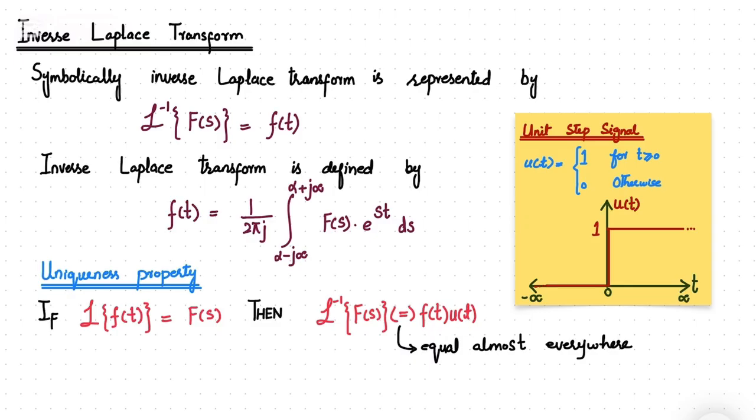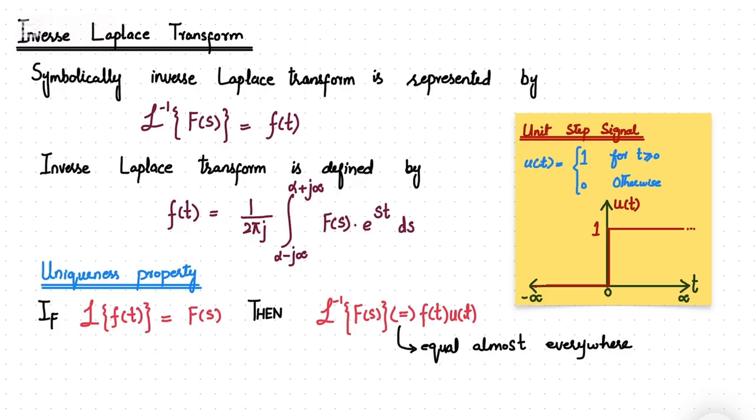What does it mean? When we calculated the Laplace transform of f of t and represented the transform by F of s, and now we are taking the inverse Laplace transform of F of s, then it would be equal almost everywhere to f of t into u of t. It means the result of the inverse Laplace transform is always a function f of t multiplied by u of t. What is the result when a function is multiplied by u of t?